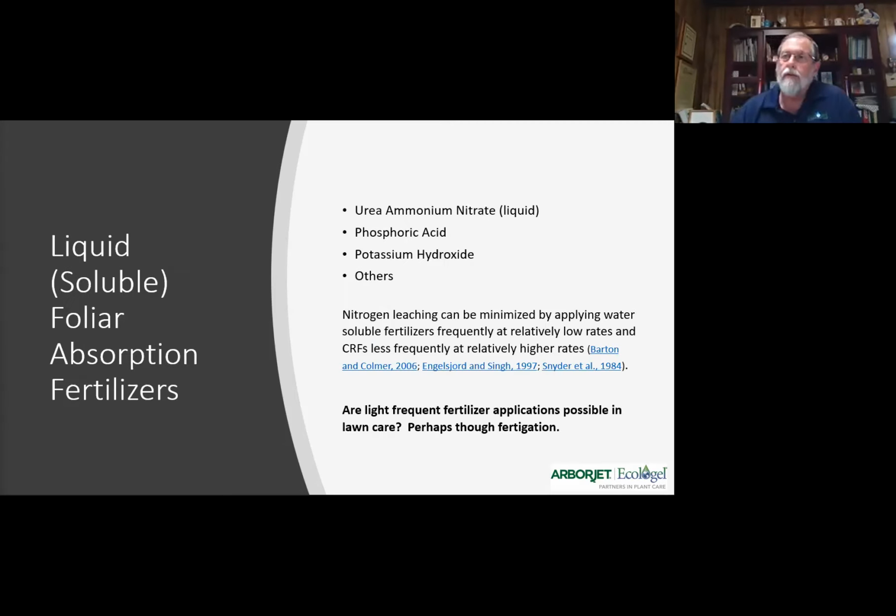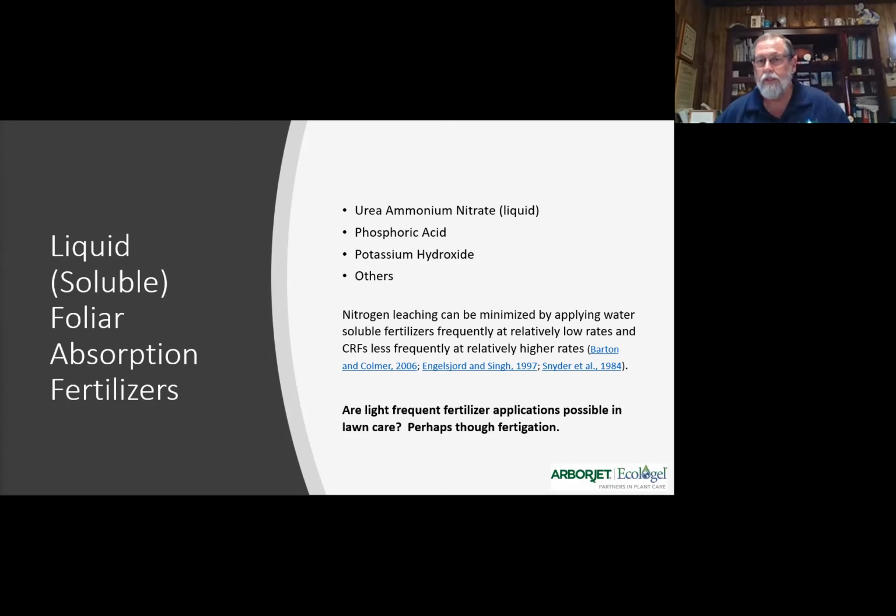On the liquid side, which are also considered soluble, but are on the foliar side, there are things like urea ammonium nitrate liquid, which ranges in analysis anywhere from 28% to 32%, depending where you are in the country. There's phosphoric acid, there's potassium hydroxide, and many others that are foliar absorbed. And so the thought is that nitrogen leaching can be minimized by applying a water soluble or a foliar type product at very low rates and less frequently.